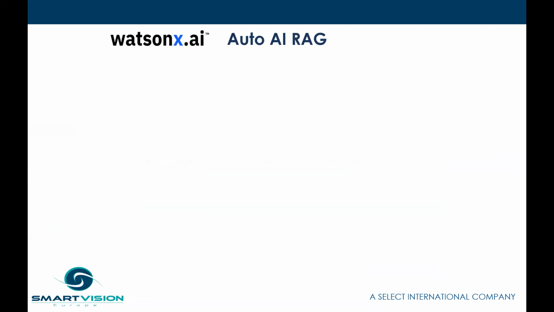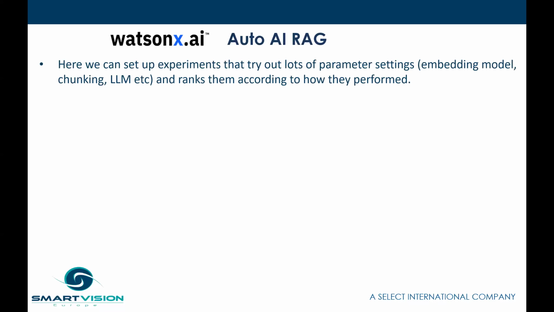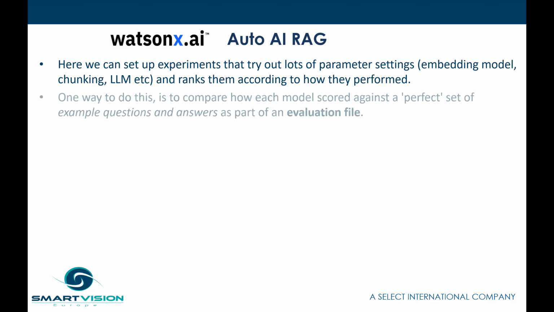So Auto AI RAG is where we can set up what are called Auto AI experiments. These are ways in which we can try out lots of parameter settings, so different embedding models, different chunking, different LLMs, different language models, and rank each of the resulting models in terms of how they performed. One way to do this is to compare how each model scored against a perfect set of example questions and answers as part of an evaluation file.